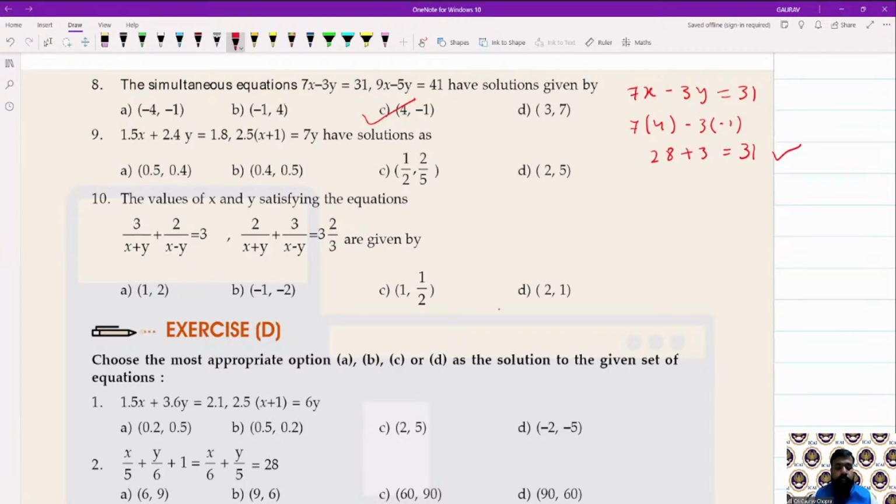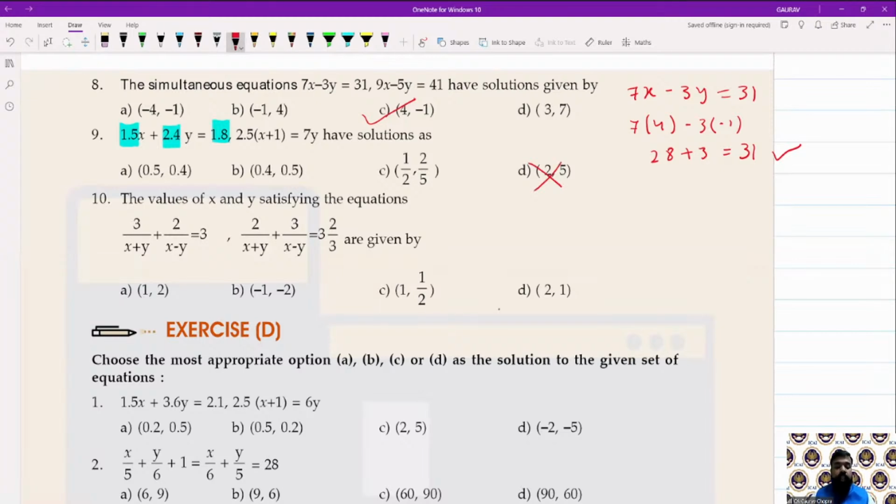Now again, put the option and get the result. So which one can we try? Option number A, B or C? Come on, everybody. See, option number D will be outright rejected because we see the values 1.5x, 2.4y, but the sum is only 1.8. That means the values of x and y will be small, only then will our result be 1.8. So the values of x and y will be very much less than 1. So option number D will be rejected directly.